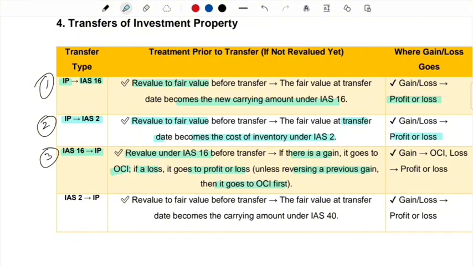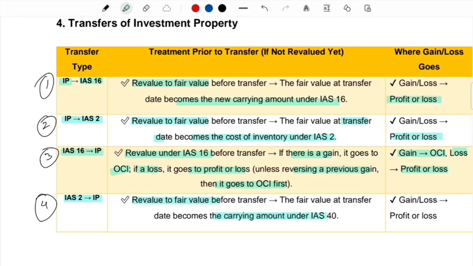Don't get confused. So if, for example, you have IAS 16 to investment property, once you revalue, the gain will go to the OCI, any loss will be taken to the profit or loss. Clear? On the other hand, lastly, you can also have IAS 2 to investment property. You can decide I want to go from IAS 2 to investment property. Again, you will revalue to fair value before the transfer. The fair value at transfer date will become the carrying amount under IAS 40.